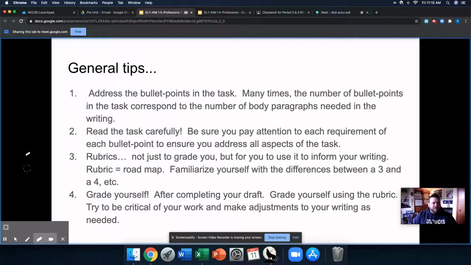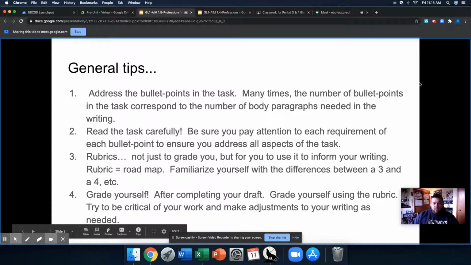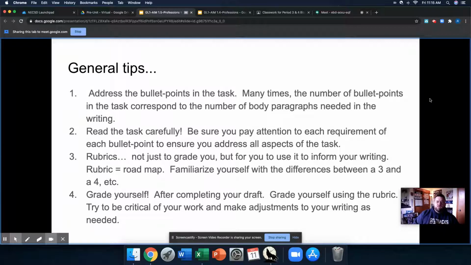There, yeah. All right, so just some general tips to think about as we start our writing. Number 1, address the bullet points in the task. A lot of times, the bullet points in the task will at least correspond with how many body paragraphs you need.